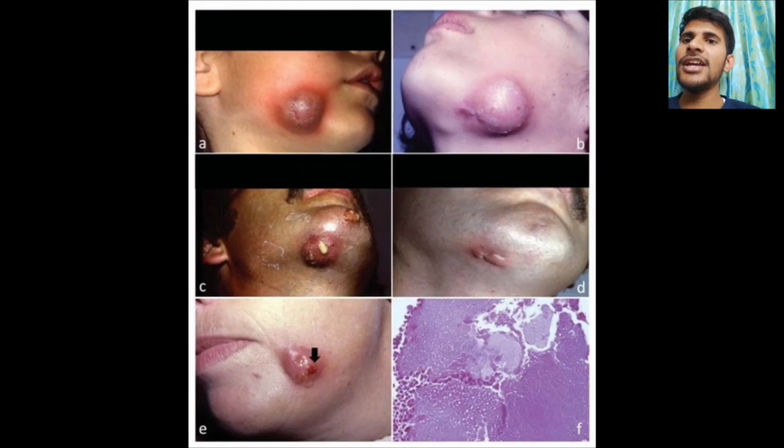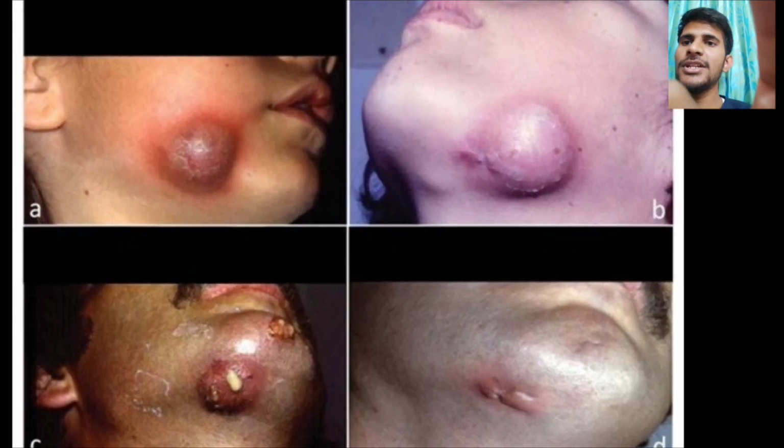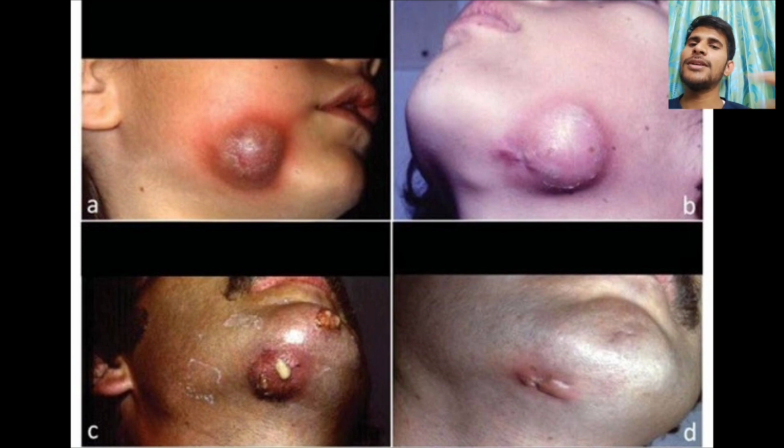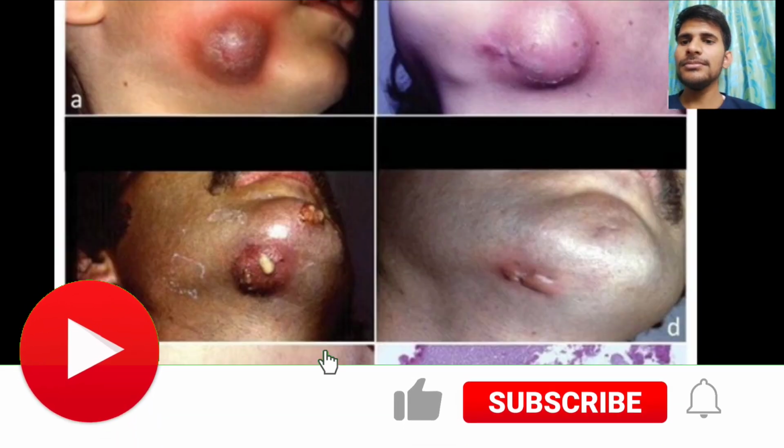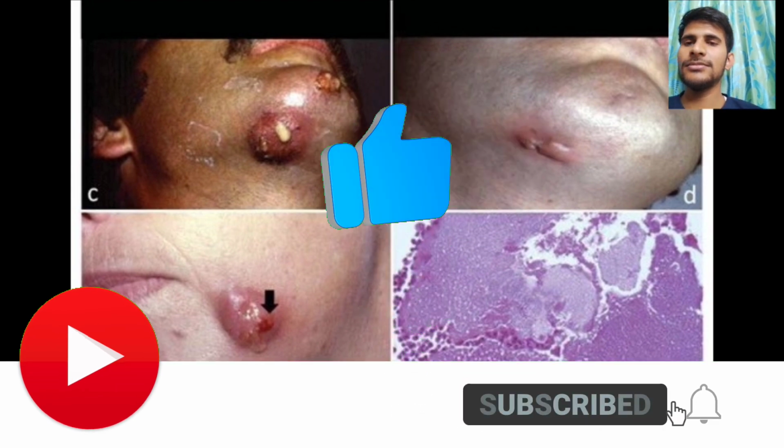And here one more picture is present. You can see them. Classical cases of actinomycosis. Okay, I hope you saw.